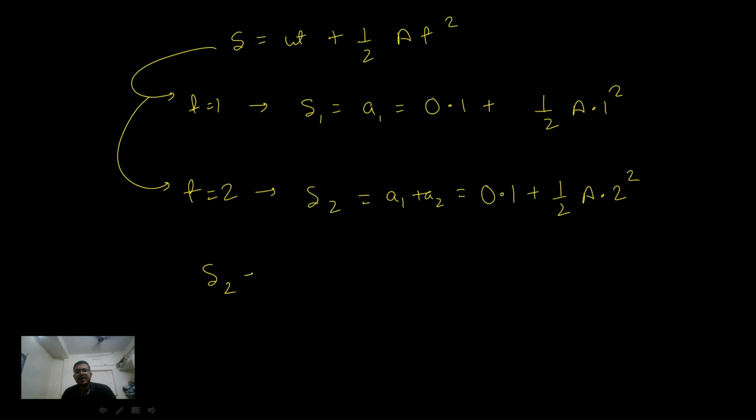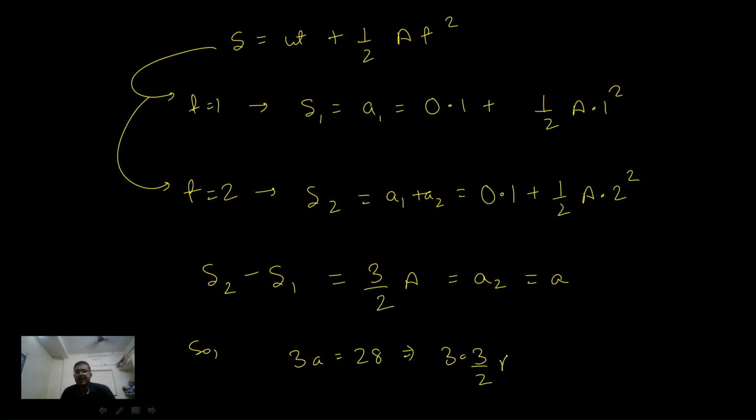Next, you can write S2 minus S1. This is equal to how much? You all can write 3 by 2A. And this is basically A2, and A2 is basically A. So from here we can write A also as 3 by 2A. Next, we know that 3A is 28. So 3 into 3 by 2A is 28. Means A is how much? 56 by 9.